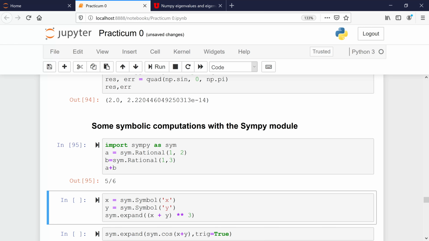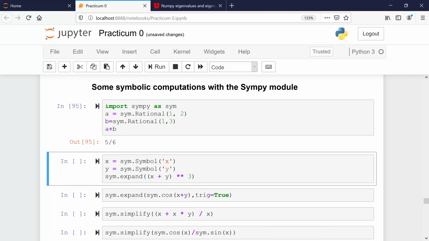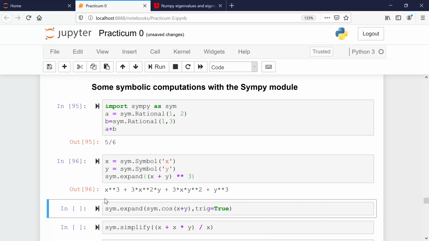5/6. Okay, so try to do with other examples. Now we can define symbolic symbols by using this syntax. So x is the symbol x, y is the symbol y, and let us, for example, try to expand (x plus y) cubed. And we get, as expected, x cubed plus 3x squared times y plus 3xy squared plus y cubed.